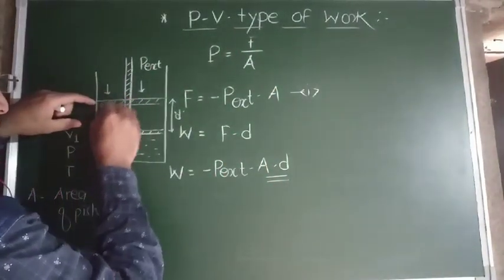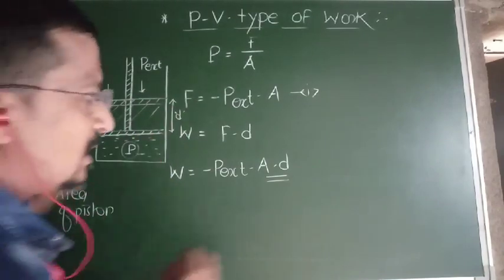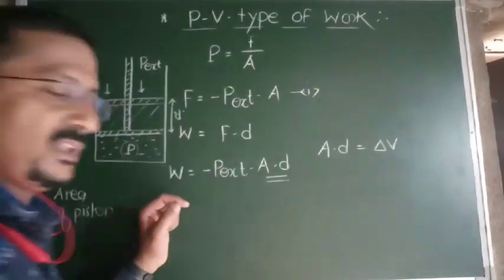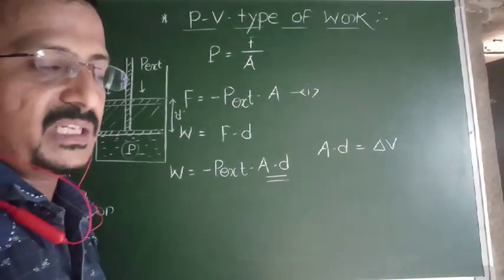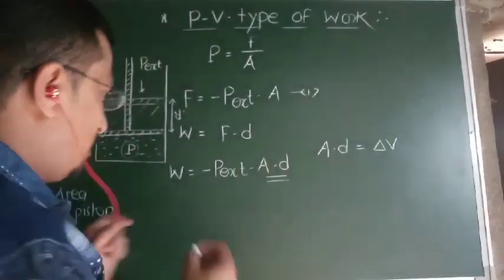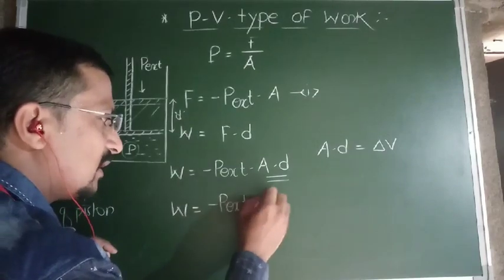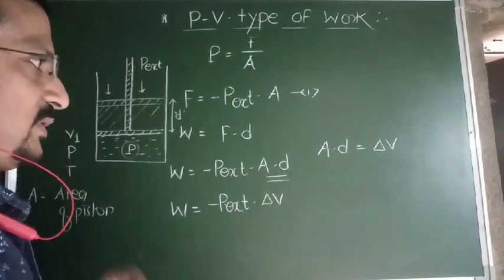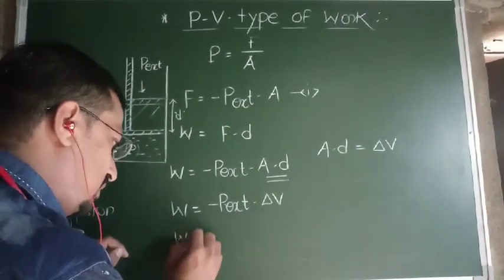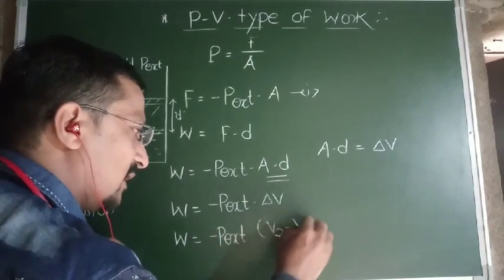So this gap between these two positions is nothing but change in volume. That's why A into D is equal to change in volume, delta V, or increase in volume due to expansion of that gas. So substituting the value, we get W is equal to minus P external into delta V, or one can write W is equal to minus P external into bracket V2 minus V1.